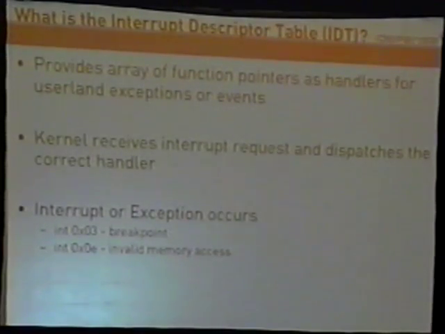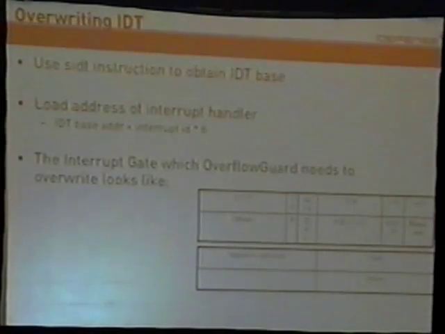We'll describe how this happens. The index is a little more complicated than it sounds. First, we have to overwrite the IDT. To do this, we call the SIDT instruction, store interrupt descriptor table base, into a given register. Then you add the base address to the interrupt ID and multiply that by 8, and you're going to get the address of your exception handler.